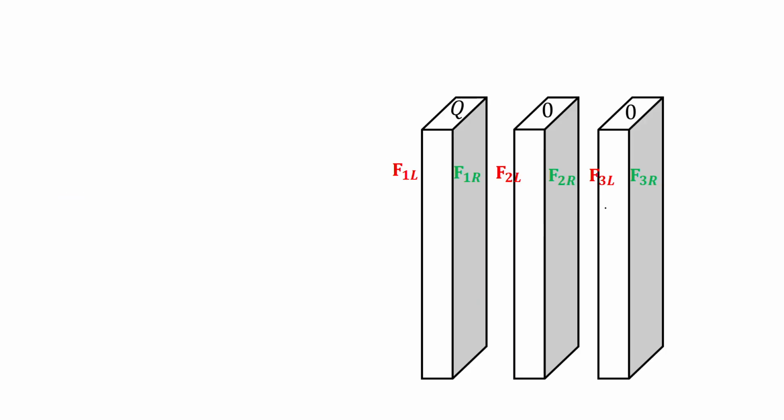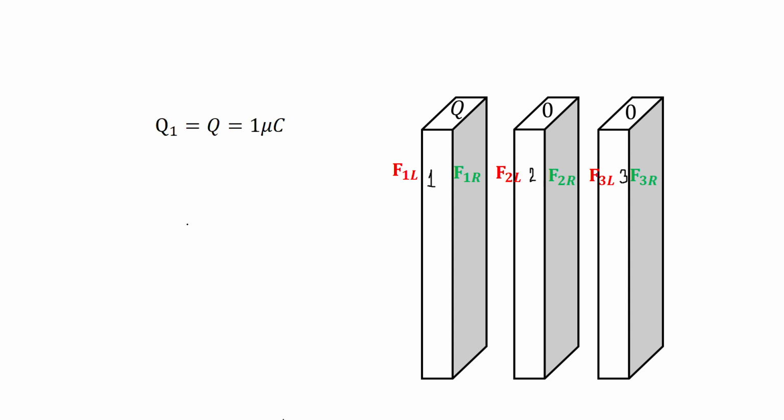Now we have three parallel plate conductors. I have discussed the notations earlier also. These are the notations for the faces. F1L represents the face on the first conductor on the left side, F1R represents the face on the first conductor on its right side. Similarly for the second, it is F2L for the left face and F2R for the right face. Likewise for the third plate, it is F3L and F3R.